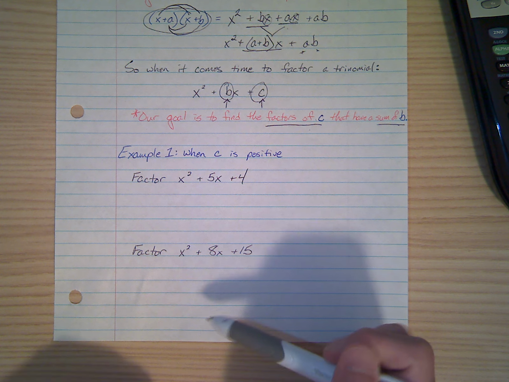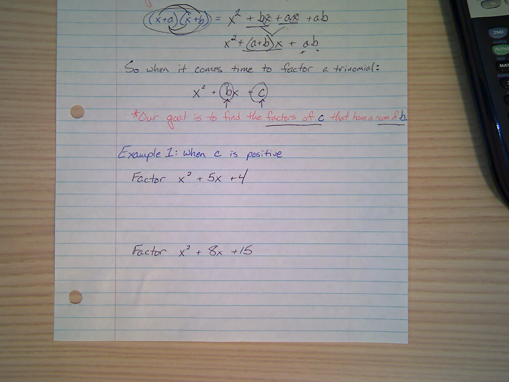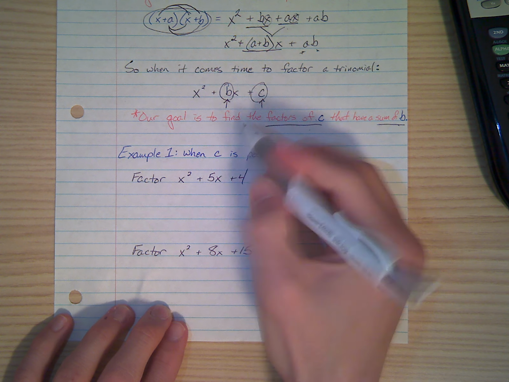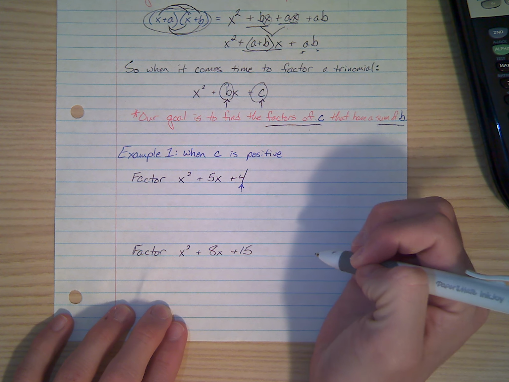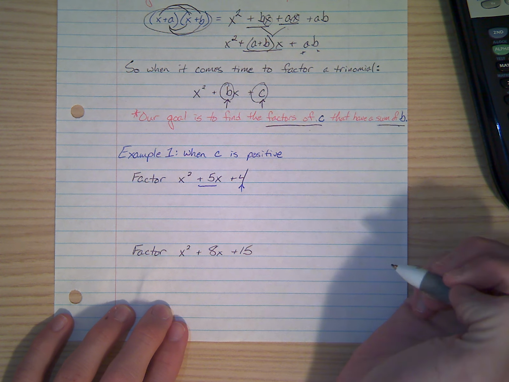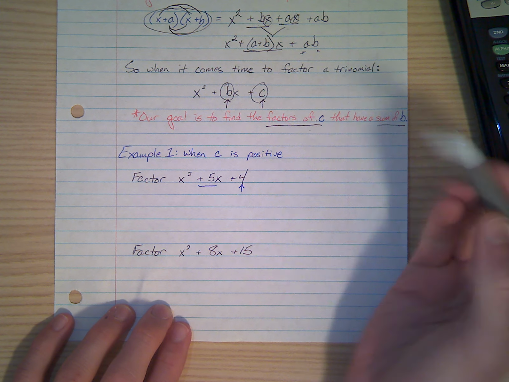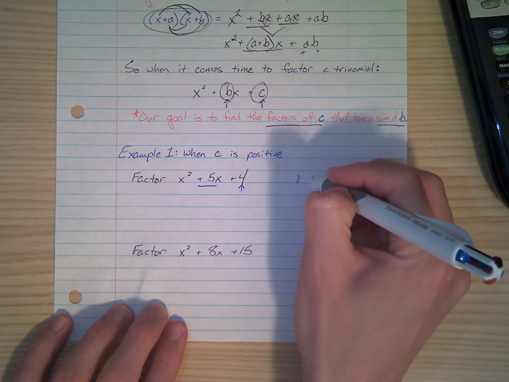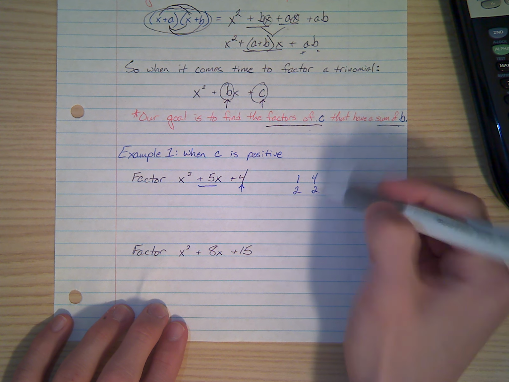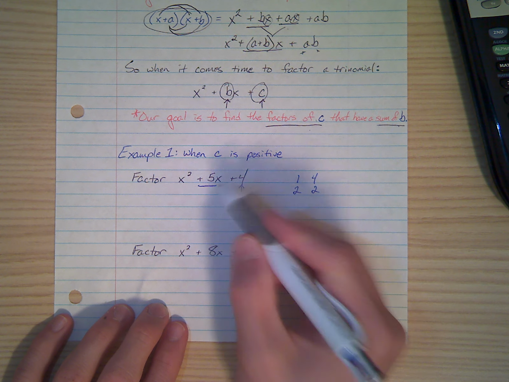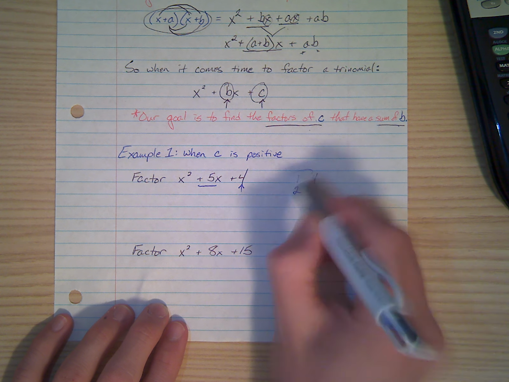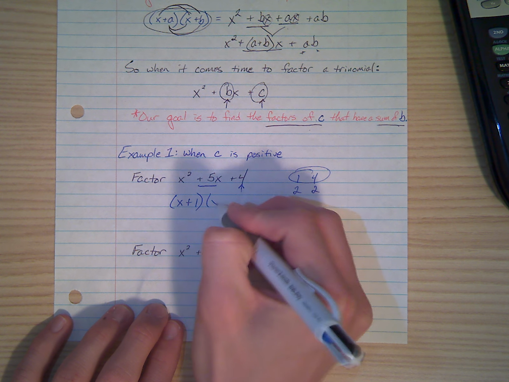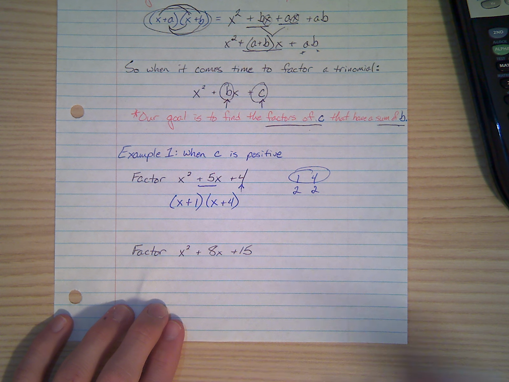The first example is when C is positive. This is typically the easier case. You have x squared plus 5x plus 4. What we are looking for is what multiplies to make 4 that adds up to positive 5. If you need help with that, what are the factors of 4? You have 1 and 4 or 2 and 2. Which of these, when you add them together, make positive 5? Obviously the 1 and the 4. So you would write this as x plus 1 and x plus 4. And that's how you factor this.